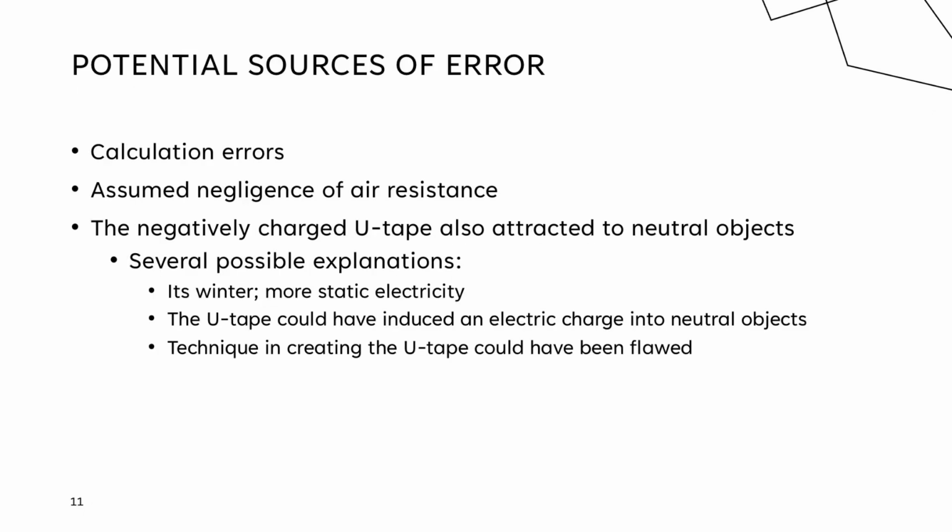So potential sources of error were calculation errors and assuming the negligence of air resistance. And then one thing was that the negatively charged U-tape also attracted to neutral objects, which in theory it shouldn't, but there are several possible explanations as listed, like it being winter and more static electricity, etc.